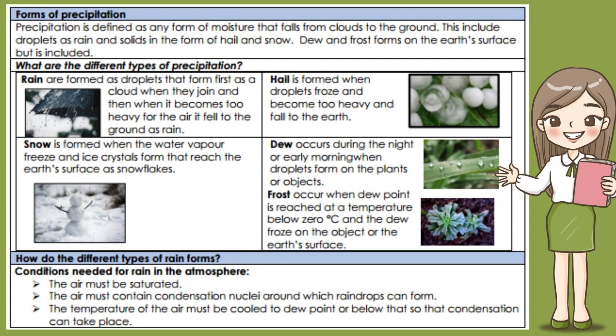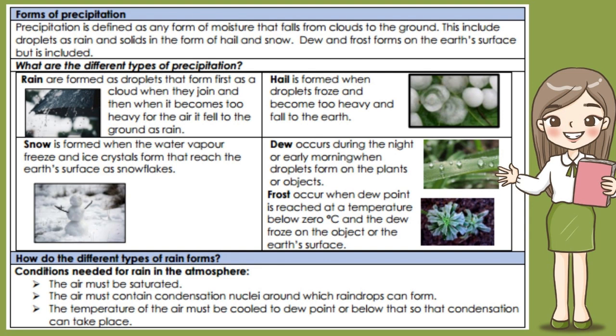Rain is formed as droplets that first form a cloud when they join, and then when it becomes too heavy for the air it falls to the ground as rain. Hail is formed when droplets freeze and become too heavy and fall to the earth. Snow is formed when the water vapor freezes and ice crystals form that reach the Earth's surface as snowflakes.